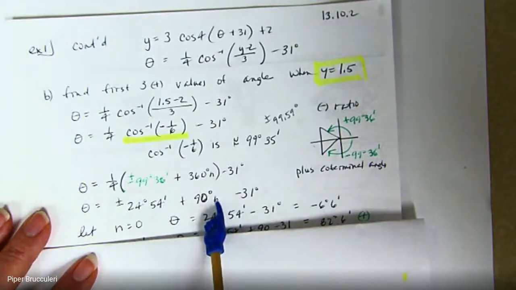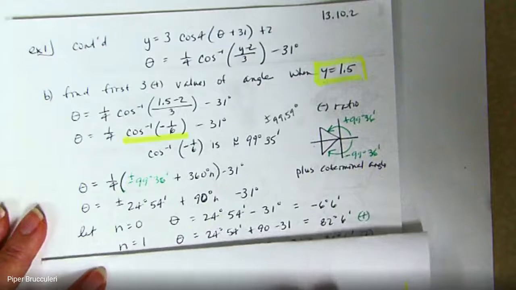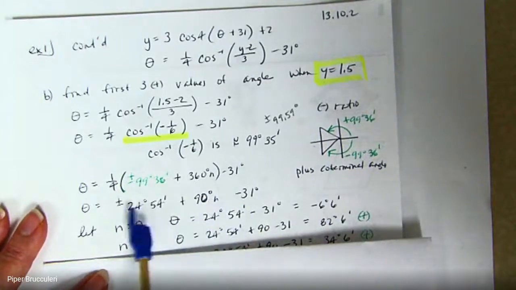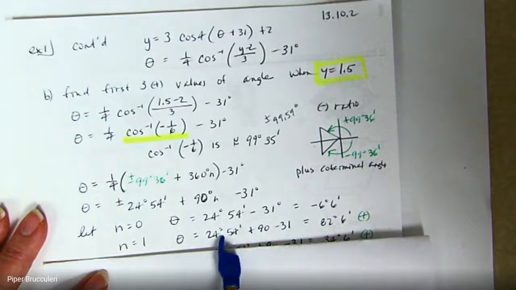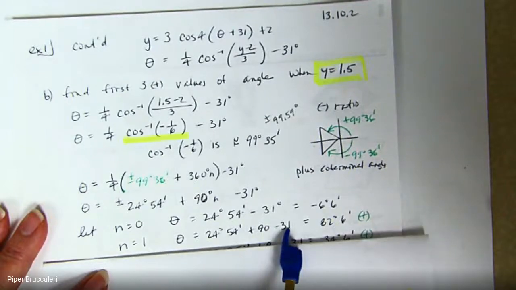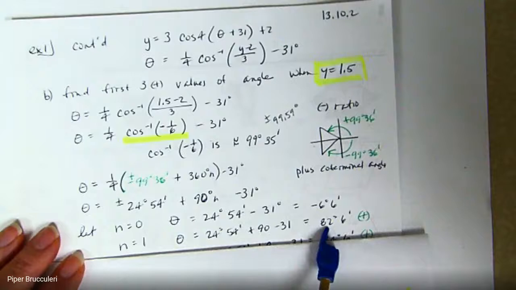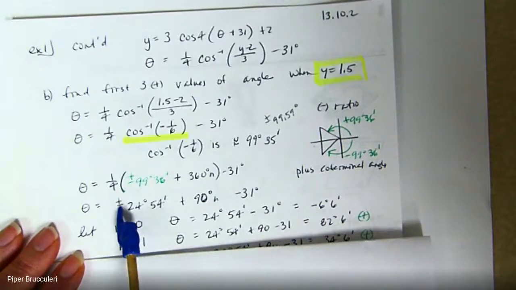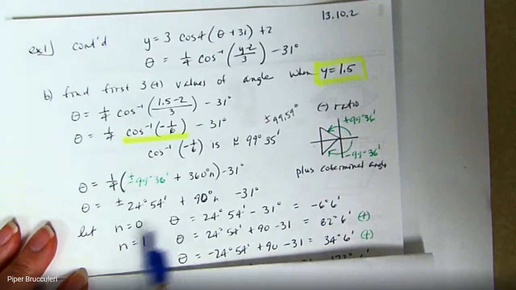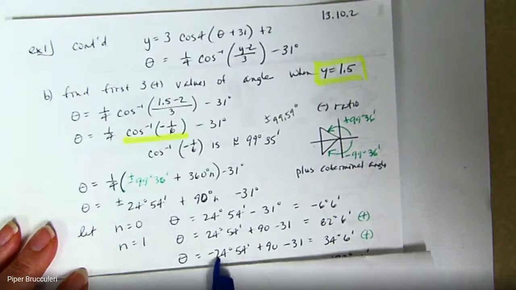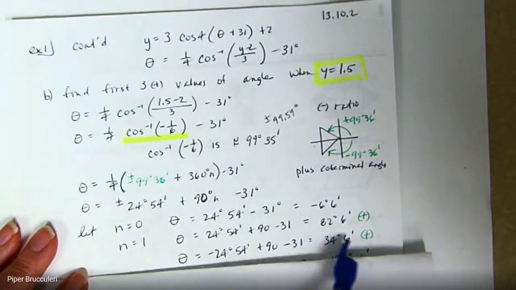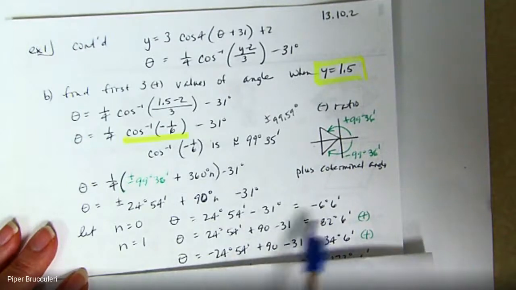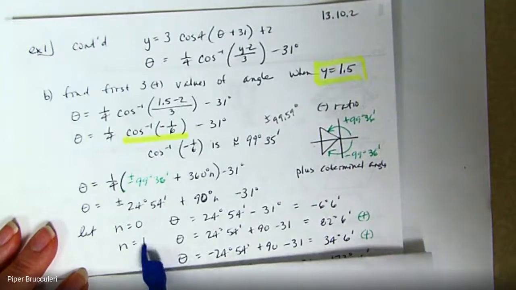Now I'm going to actually make it 1 revolution. So put in an n value of 1. And so if this is 1, we have for the positive version, 24, 54 plus the 90 minus the 31. And we get 82 and some odd. And now I'm going to go to the negative 24, still at n equals 1, but add 90 degrees, 190 to the negative 24. So adding 190, negative 24 plus 190 minus 31 is this value, 34 degrees and 6 minutes. So I've taken 1 revolution.